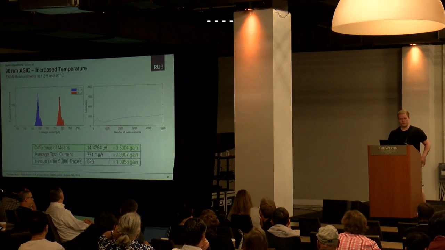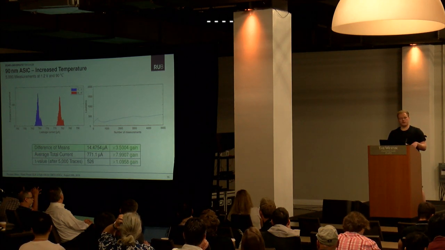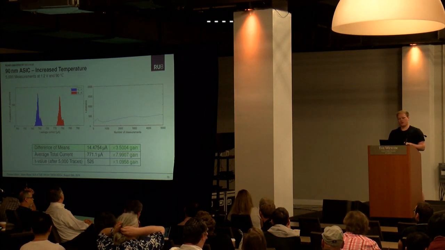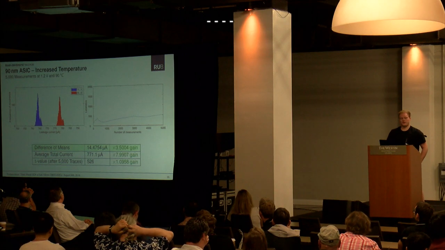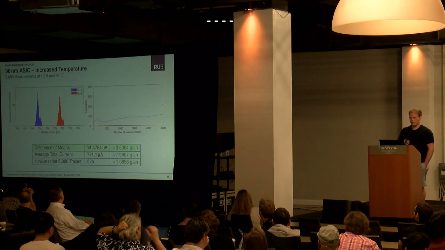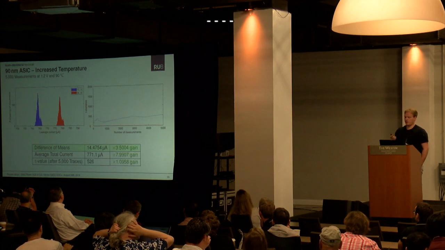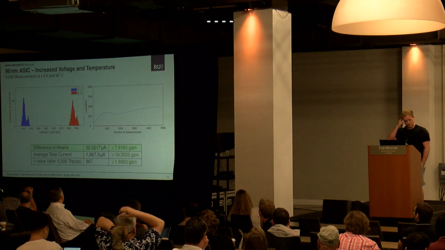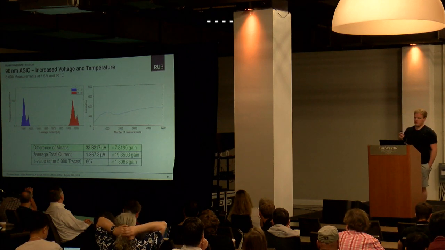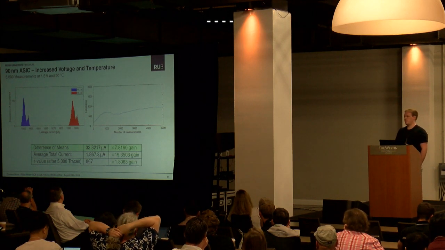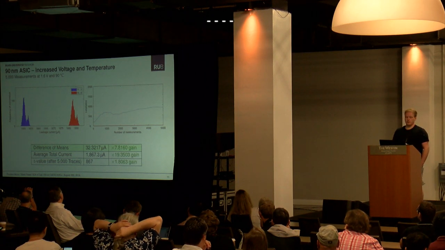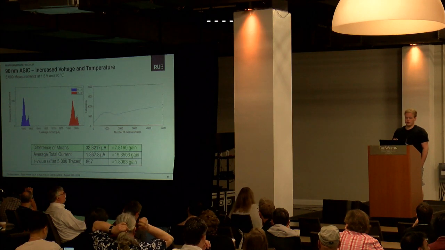When we do something similar with the temperature, so we go back to 1.2 volt, but increase the temperature from 20 degrees to 90 degrees Celsius, then we get a slightly smaller increase in the difference of means, which is about 3.5. But the average total current of the ASIC is actually increased much more. Now we combine those two techniques, increase the voltage and the temperature, and we get about an 8-fold increase in the exploitability of this experiment by controlling the operating conditions.